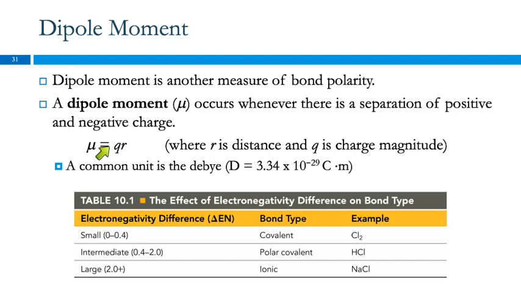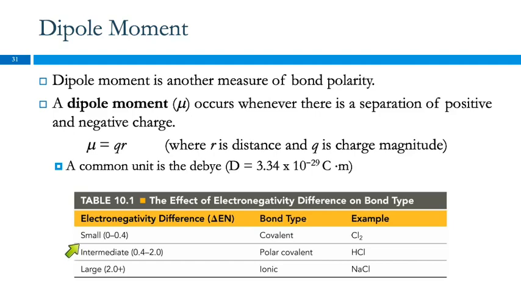It's defined as the charge magnitude times the distance between the two charges. That's the dipole moment. So if the charges are larger, the dipole moment is larger, or if the distance between the charges is larger, that makes the dipole moment greater. The unit here is the debye, not the country Dubai, and it's a very small amount of coulomb-meters. So that's just so you've heard of it.